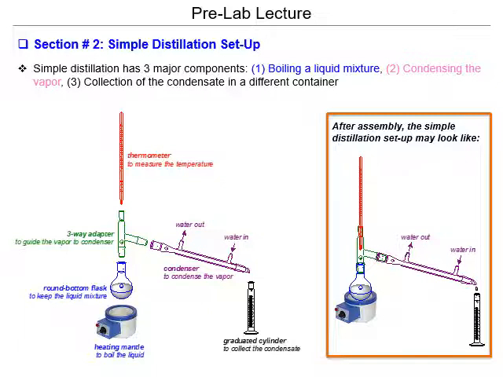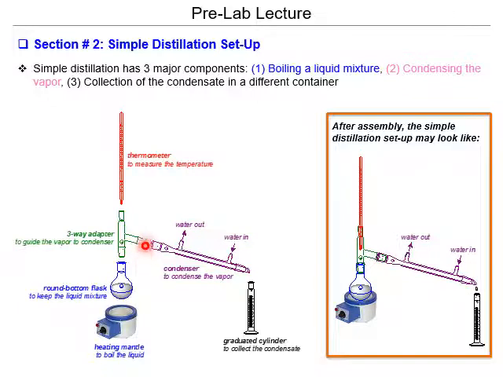So this is the setup for simple distillation. It has three major components. And the first part on your left, lower left here, is boiling a liquid mixture. We usually employ a round bottom flask, one that can fit nicely into the heating mantle here. And then you have a three-way adapter here. It guides the vapor coming out of here, and it enters here.